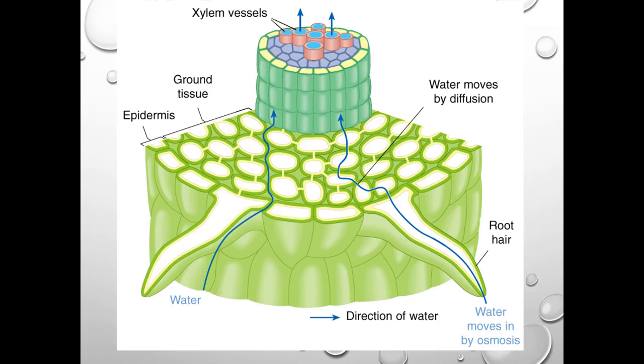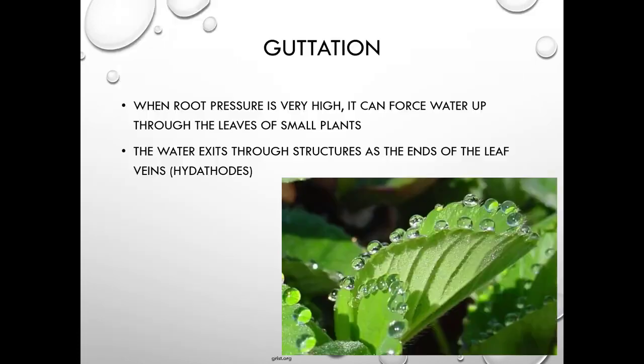And here's just kind of a cross section of a root. Here's the water moving in by osmosis and into the xylem. Sometimes what happens is guttation, so that when the root pressure is very high, it can force water up through the leaves of small plants, and then they're going to exit through structures at the end of the leaves called hydatodes, which are at the ends of the leaf veins.